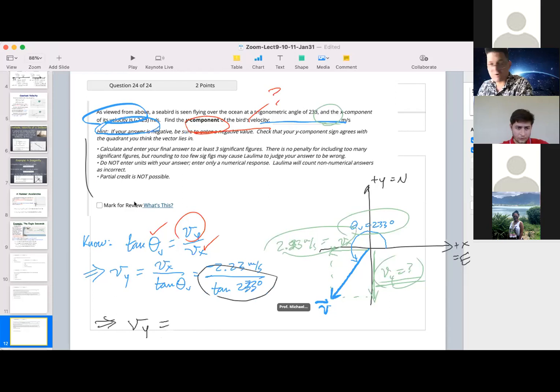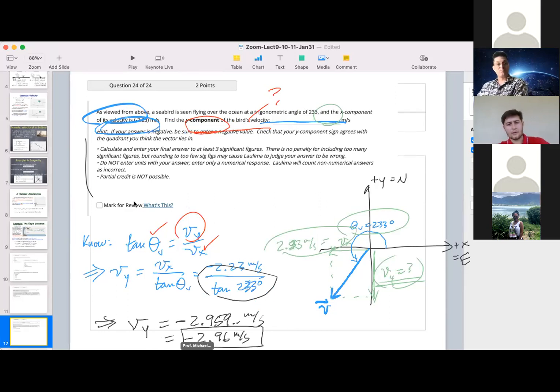And I asked my calculator, what is that? And my calculator tells me that the y component is negative 2.959 meters per second. So if I'm going to hand this in for written homework, I'd say negative 2.96 meters per second, because it looks like it's about a 3 sig fig problem. Again, it won't care if you put in too many sig figs.